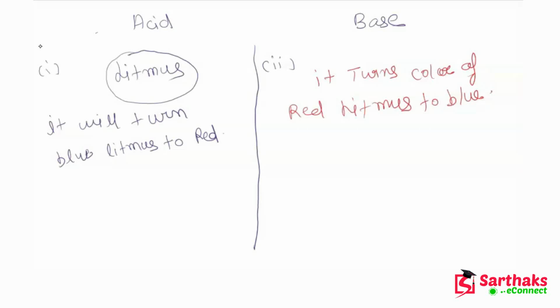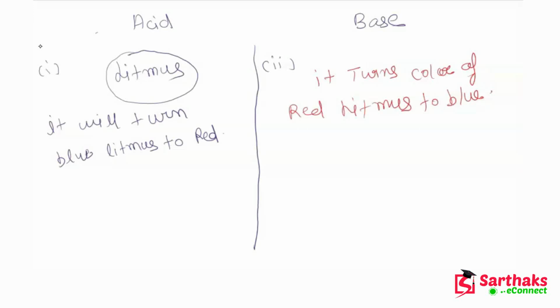So if you have a blue litmus paper or blue litmus solution, and you add it to acid, then the color of that litmus will change and it will become red. But if you have a red litmus paper or red litmus solution, and you add it to base, then it will change its color into blue. I hope this basic thing is clear to you. Now let's move ahead and talk about some other things as well.